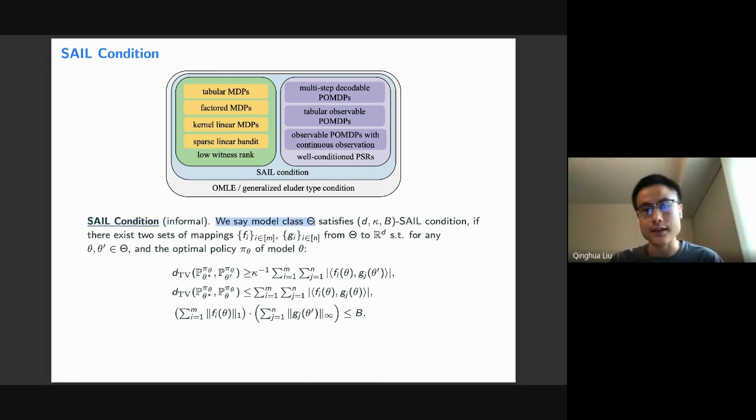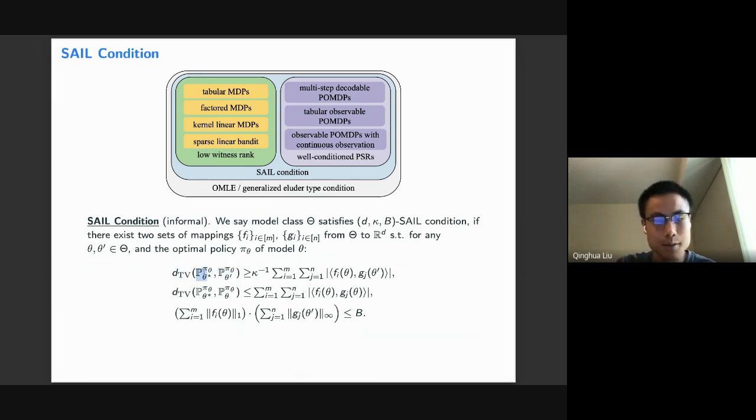Okay, so we say a model class theta satisfies the Thiel condition if there exist two sets of feature mappings, Fi and Gi, from the parameter space theta to d-dimensional Euclidean space Rd, such that for any two parameters theta and theta prime, and the corresponding policy pi theta for model theta, we can upper and lower bound the model estimation error under pi theta by some summation of bilinear structure.